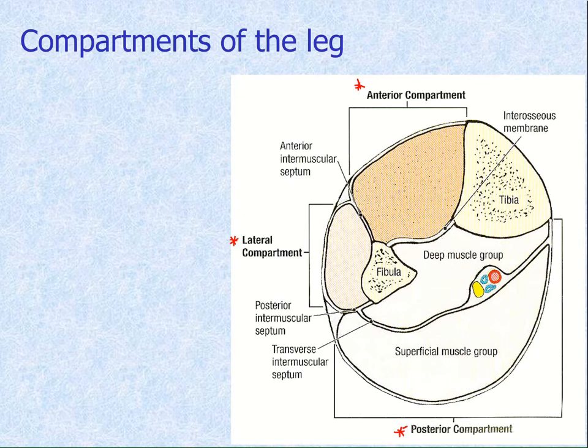The two intermuscular septa, the anterior intermuscular septum and the posterior intermuscular septum, together with the two bones, the fibula and the tibia, and the interosseous membrane between the two bones, separate the leg into these three compartments. There is a transverse intermuscular septum within the posterior compartment, dividing the posterior compartment into a superficial compartment and a deep compartment.